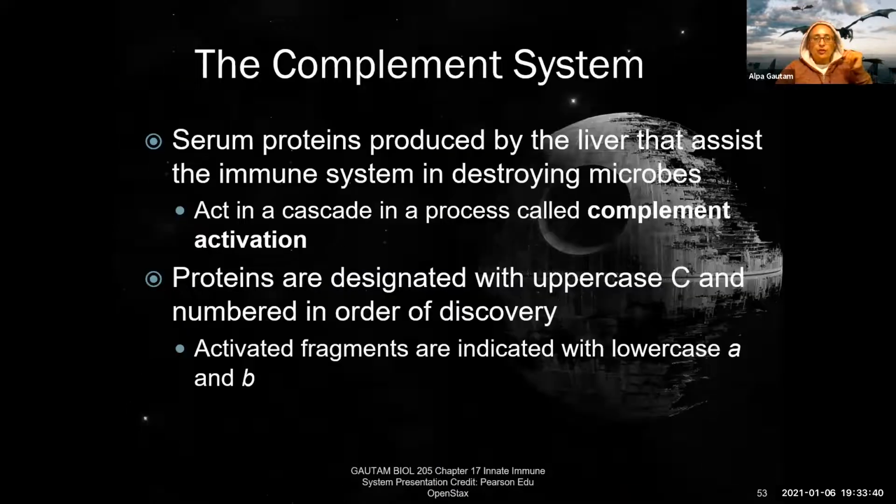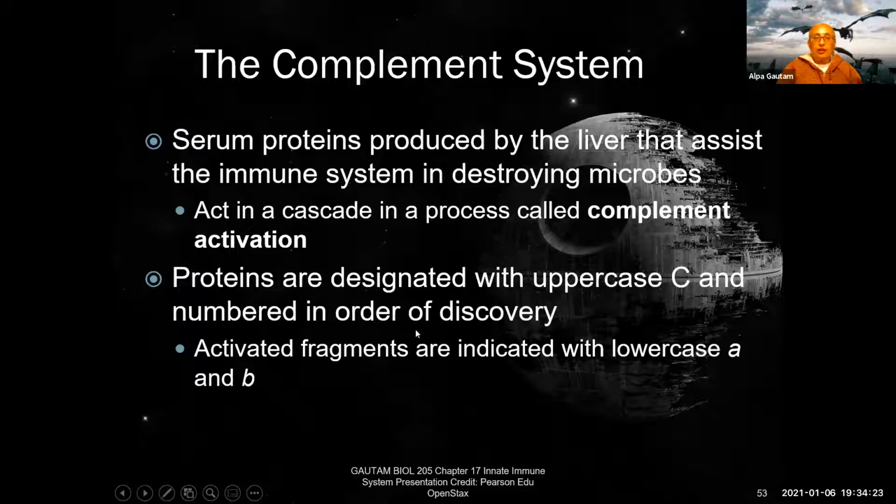Okay, so you have this group of complement proteins, right? And they get activated, and the activation of one complement protein then activates another one, which activates another one. So that's the cascade that I am speaking of. There are three processes within the complement pathway: the classical pathway, the alternative pathway, and the lectin pathway. Proteins that are part of the complement pathway are labeled with an uppercase C, right?